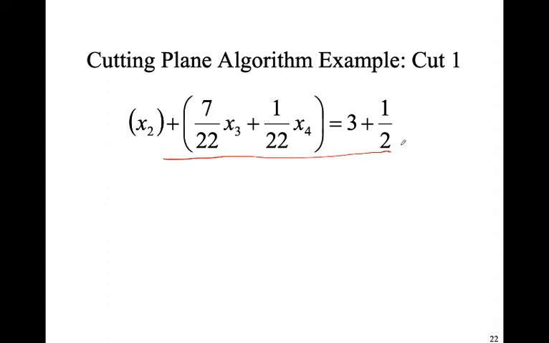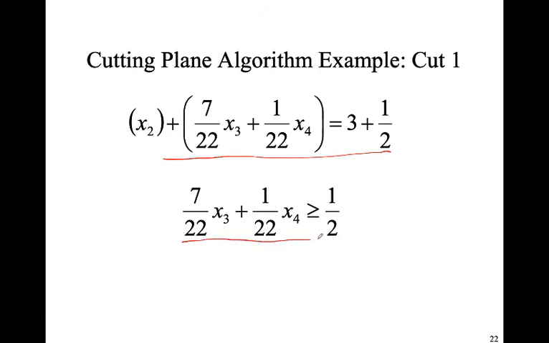first variable x2. Okay, 7 by 22, so this would become x2 plus 7 by 22 x3 plus 1 by 22 x4 equals 3.5. Okay, so our Gomori cut plane will become this one, greater than or equal to this one.